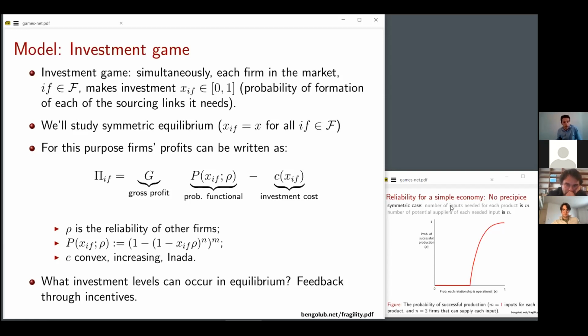So let me just show you in a picture, because I think that's probably the easiest way to understand it. Feel free to ask questions about the structure of the payoffs. But it's just very simple. Pay for the links you make and get a gross profit if you manage to produce, right? For now, this number is just an exogenous given number. The last step of the economic model will endogenize it, okay?